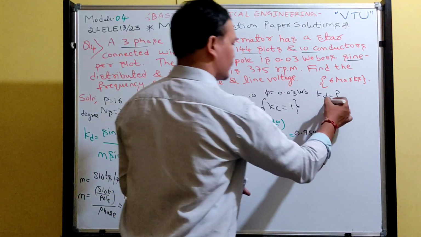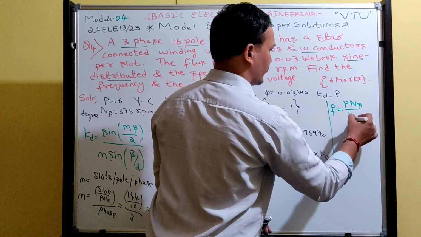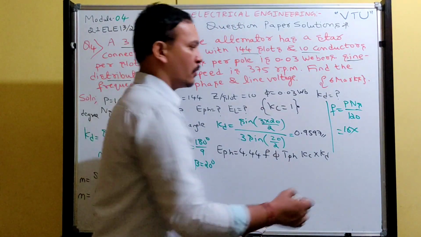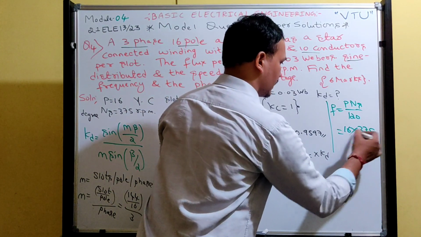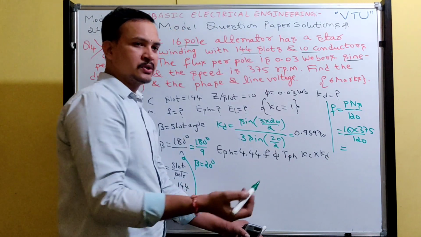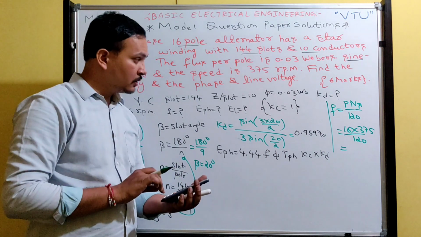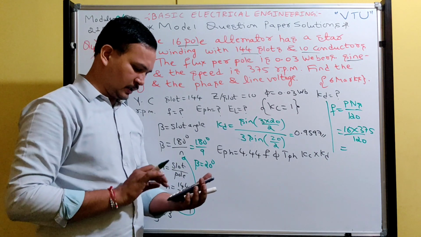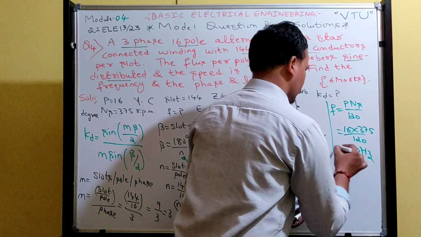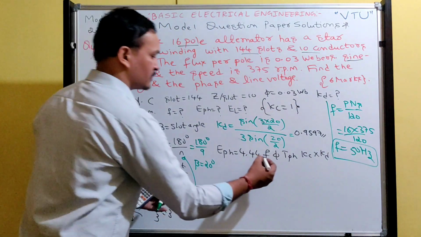So finding the frequency, I am going to do it here. What is the frequency formula? PNS by 120. How many poles? 16 poles. What speed is the machine running? 375. Divided by 120. So 16 into 375 divided by 120, getting 50 Hertz. So the frequency is 50 Hertz. Got it? So frequency calculated.